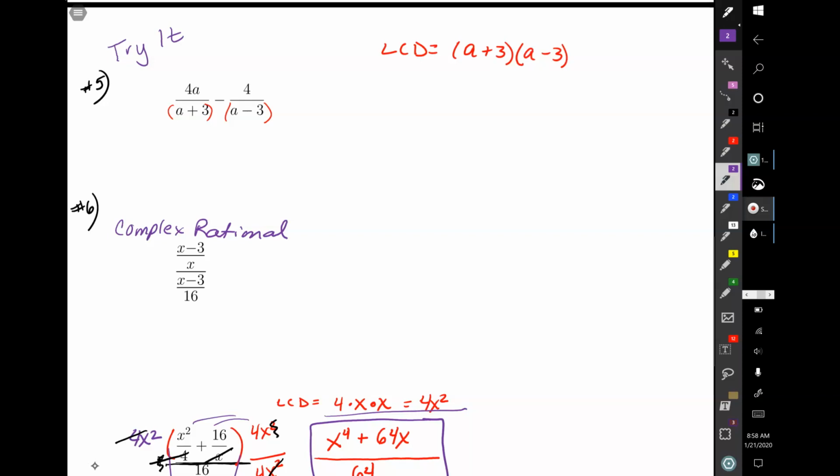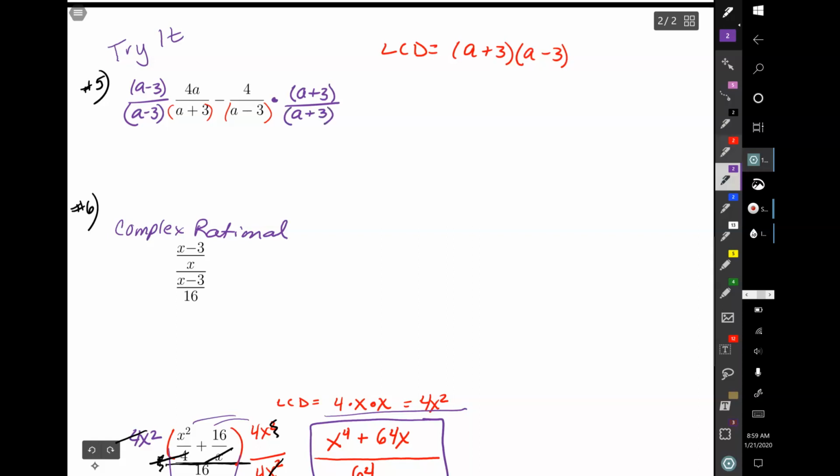Okay, so on this one, we notice the LCD is (a plus 3) times (a minus 3), two binomials. 4a over (a plus 3) is the first fraction, so we need to multiply top and bottom by (a minus 3) to get that common denominator. That's the missing factor. And then on the second fraction that we're subtracting, we will have the 4 over (a minus 3). And we're going to multiply by (a plus 3) top and bottom so we can get the common denominator.